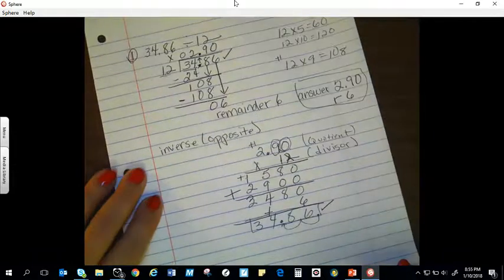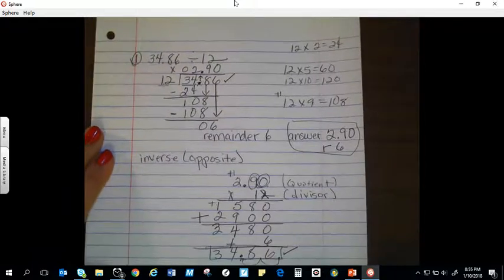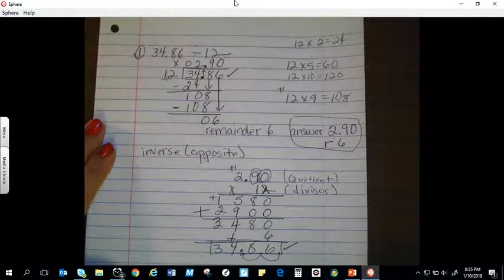Number 2, I'll leave it like that. That way it gives you time to pause it, and then you're able to see the full picture here. There you go. All right. Number 2.